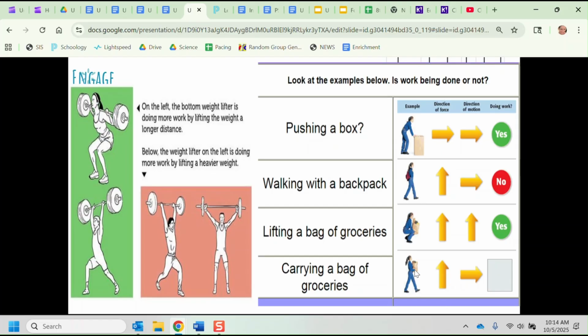And finally, I've lifted my groceries already. Now I'm holding them up. So I have to apply an upward force to keep them from falling to the ground, but I start walking forward. No work is being done here because I'm applying a force going upward, but I am moving forward, not in the same direction.